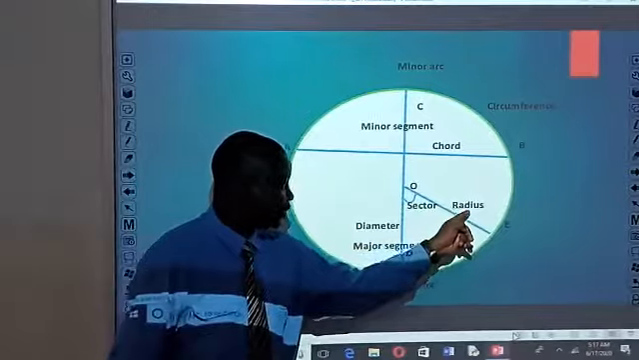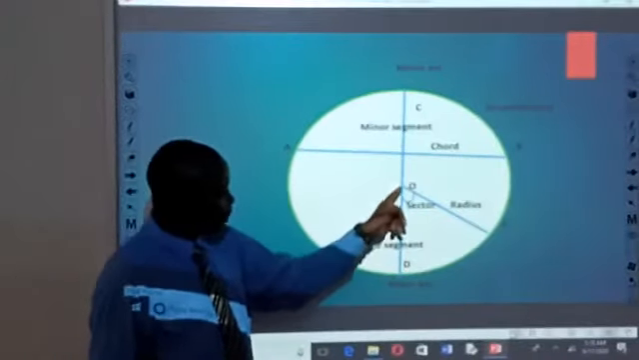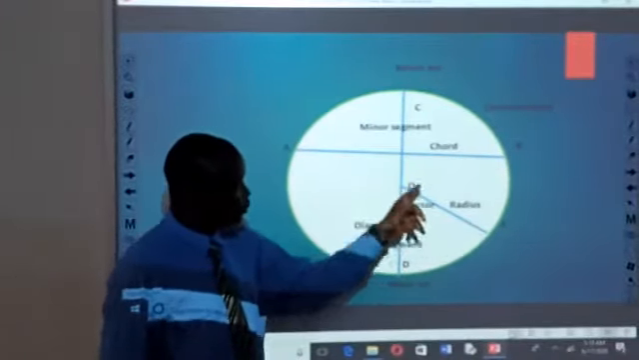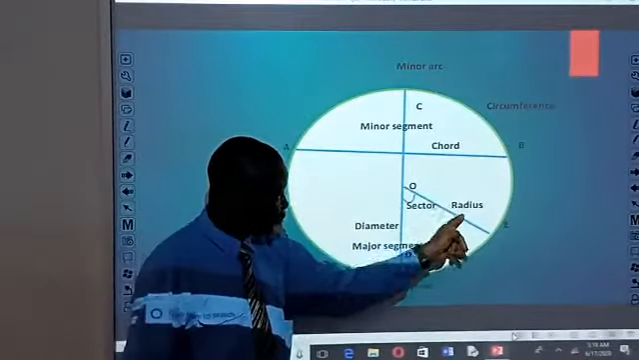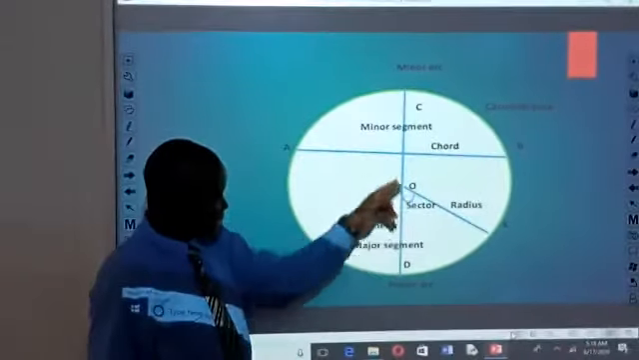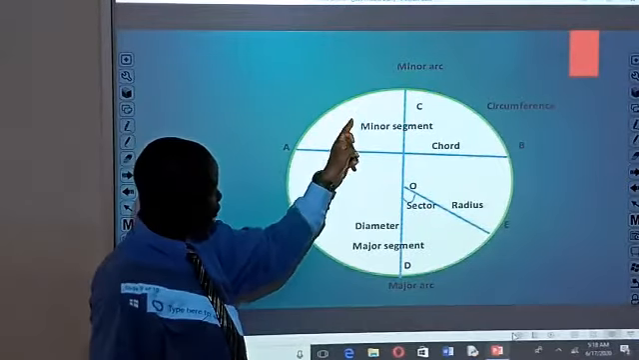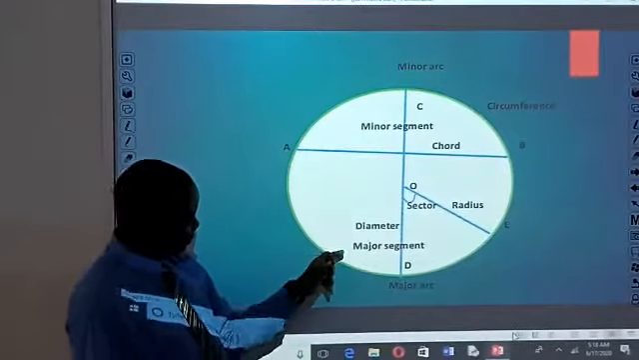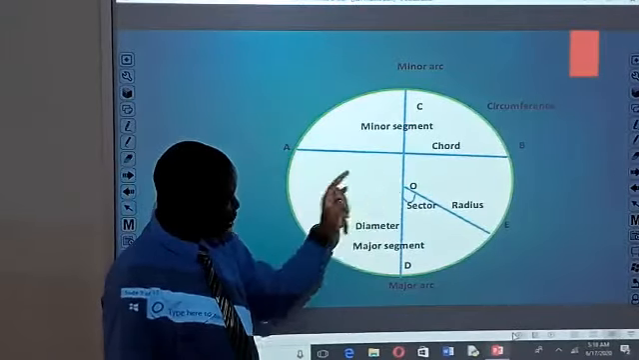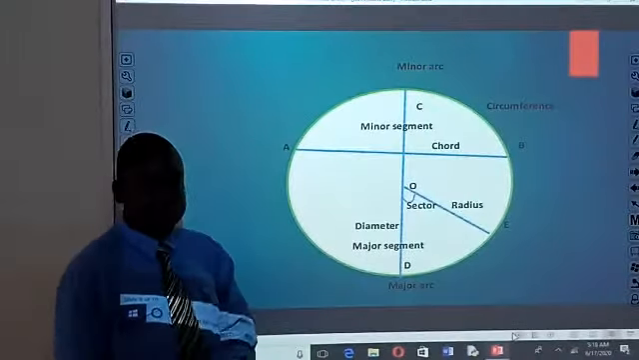We shall also calculate the radius. Remember, the radius is cut out from the diameter. So that shows that the radius is part of the diameter. The radius can be any part of the length of this circle, provided it comes out from the center. Are you following, students?